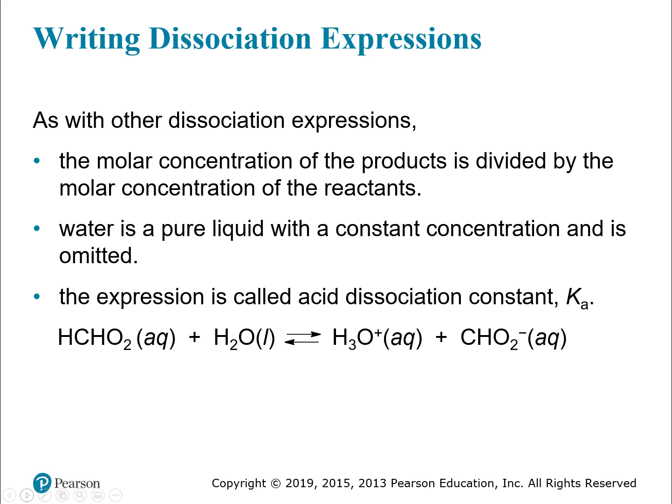With this dissociation expression, what we're talking about is molar concentrations of the products divided by the molar concentration of the reactants. So if we're looking at, again, this formic acid example where we're mixing it with water, the reactants that we're interested in, we're only interested in the formic acid. We're not interested in the water because it's a pure liquid. So when we're writing our dissociation expression, we're going to ignore it. That's why I put an X over it.